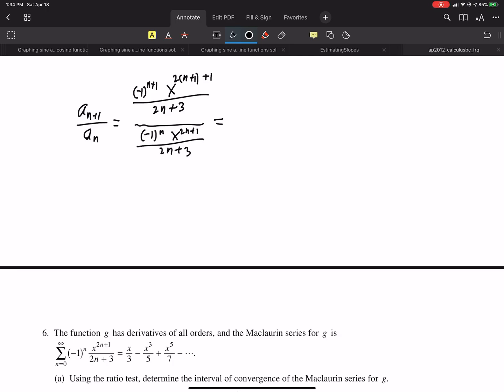We're doing the 2012 number 6 problem. I've already set up the ratio because it's asked for the ratio test for part A. So I set up the ratio of a sub n plus 1 over a sub n. Now I'm going to change this by multiplying by the reciprocal of the denominator.